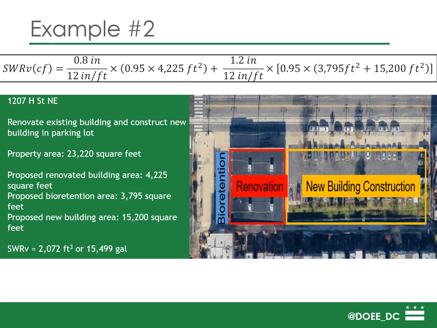Now you may wonder why the bioretention area was entered in as if it were impervious area. The reasoning behind that is that the SWRv is a calculation of the runoff that's generated from a site that must be retained. So if you think of a BMP or bioretention area, the rainfall that lands on that area is all going to translate into runoff to that BMP since it's landing directly on it. So for that reason, we treat it as if it were impervious area in the calculation and apply the 0.95 modifier to it.